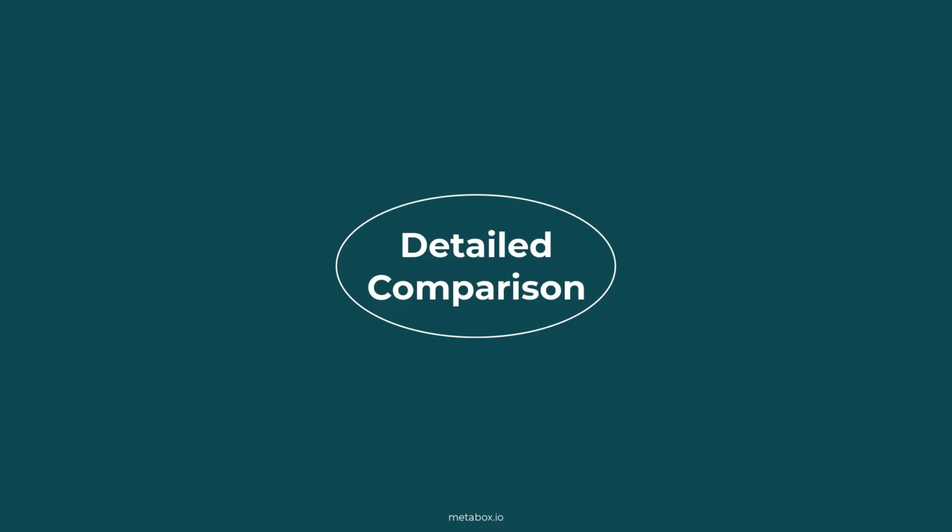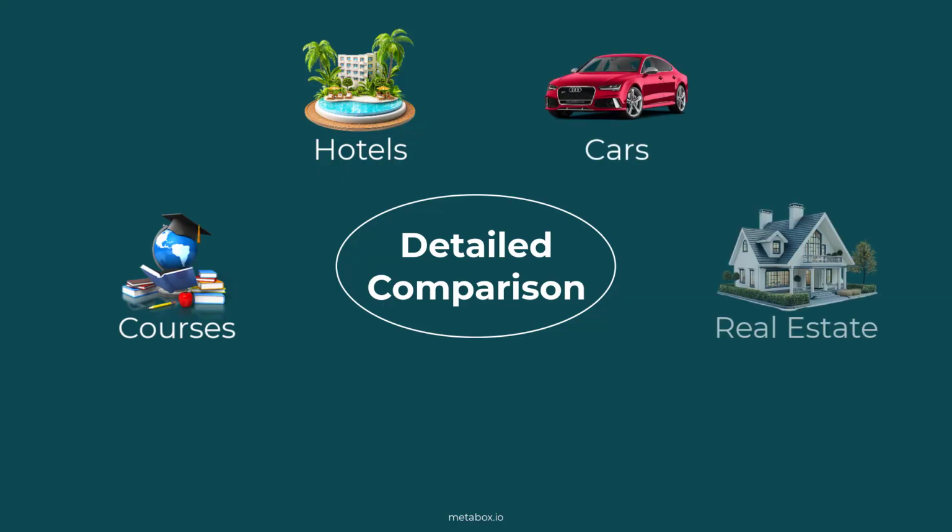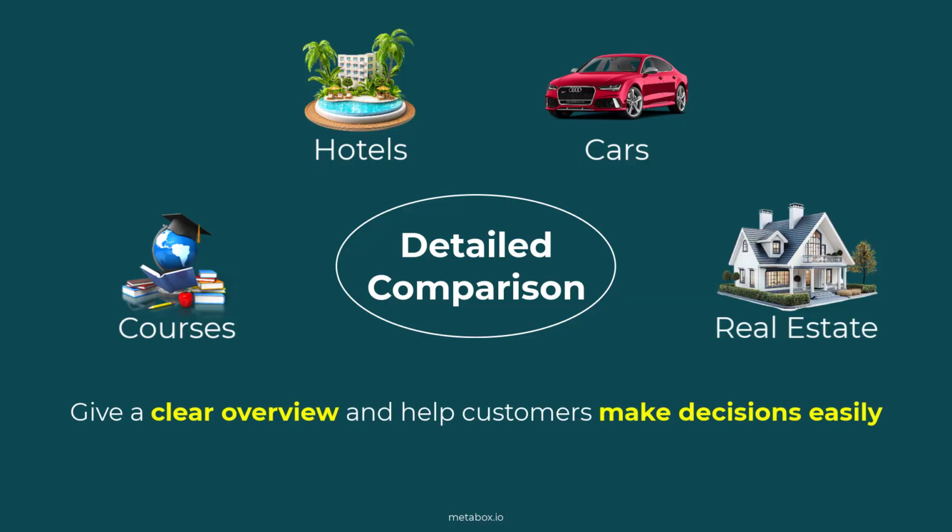This approach is useful in many cases, since beyond the price, buyers always want to compare other details to make sure they choose exactly what they need. For example, they might compare the contents of online courses, the services of different hotels, the specifications of cars from various brands, or the amenities of real estate listings. It gives a clear overview and helps them make decisions easily, instead of having to remember and compare everything themselves.